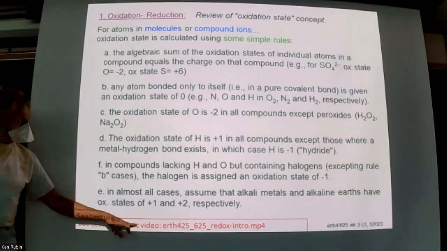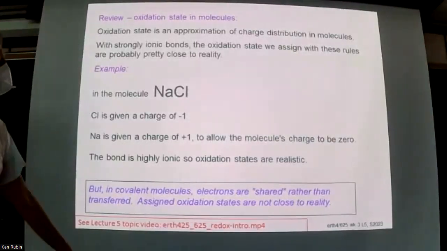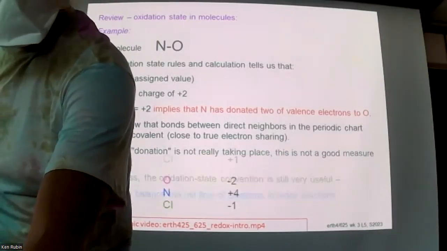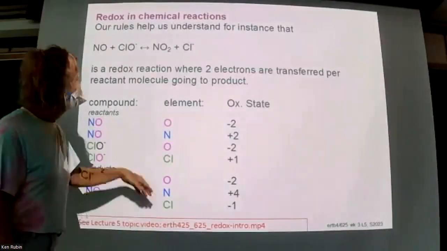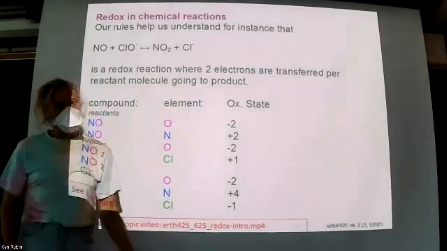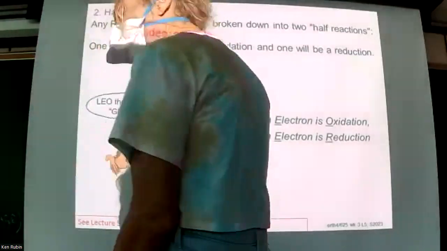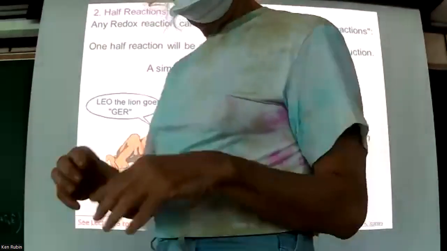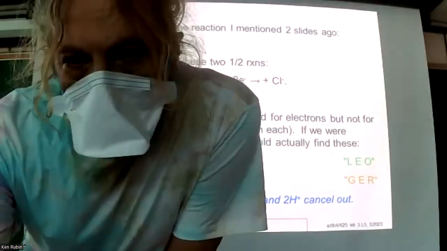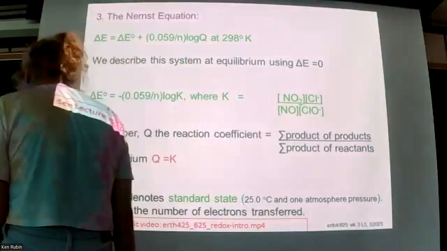So all the slides that have this on the bottom, which are: how do you calculate oxidation state, some examples, sodium chloride oxidation state, NO oxidation state, a chemical reaction between a reduced and an oxidized form of nitrogen and an oxidized and a reduced form of chlorine, how we do the accounting, how we balance it, the definition of oxidation and reduction, and splitting reactions into half reactions, the half reactions for that reaction I just showed you, and the Nernst equation, which is something that you probably learned at some point.